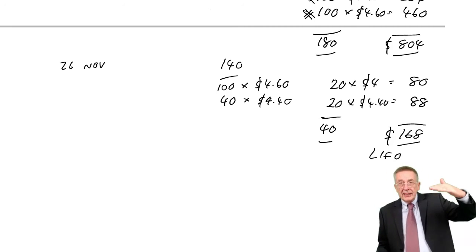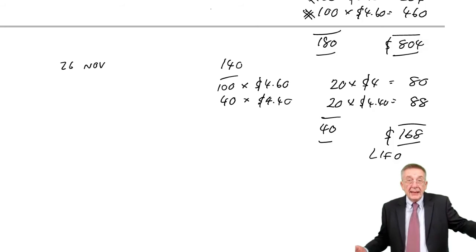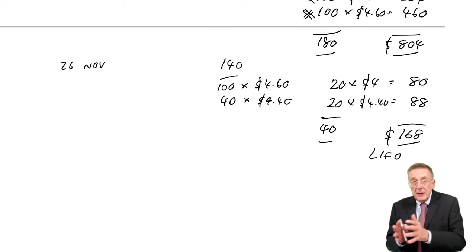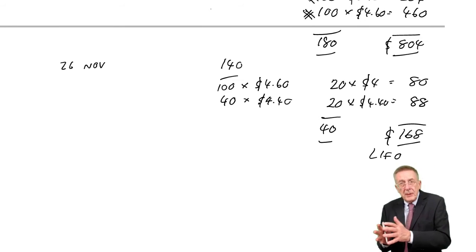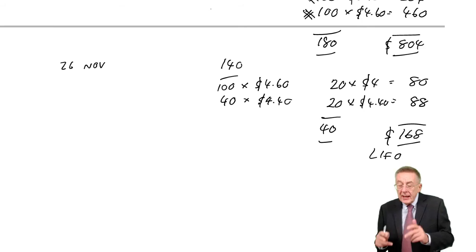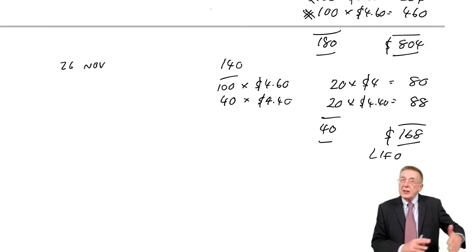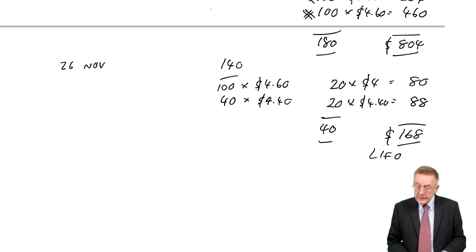Because if prices are rising, this is most likely the case, obviously. If prices are rising, FIFO will give a higher value because those that are left are the most recent purchases. LIFO, you'd expect to give a lower value because those that are left are older purchases.